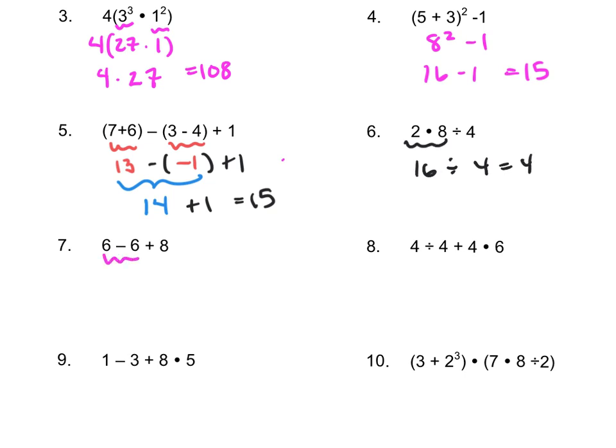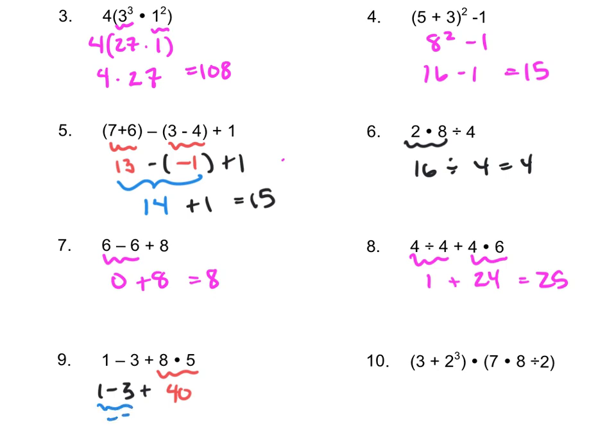Here we're going to subtract first. So you have 0 plus 8 is 8. We'll divide, get 1, multiply, get 24, add them together, and we get 25. Here we would multiply first, my bad, 40, and then I'm just going to drop everything down. Then we would subtract, so we're going to get negative 2 plus 40, which would get me positive 38, my bad.